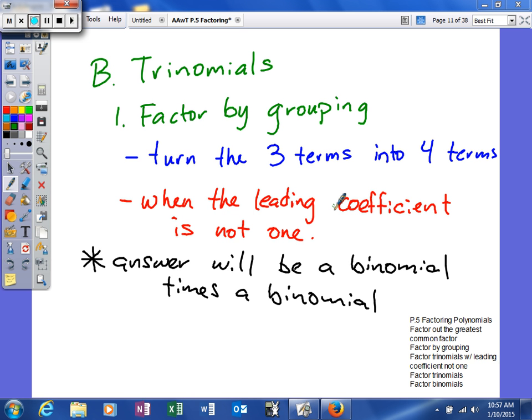To factor by grouping, we're going to take a three-term polynomial and make it a four-term polynomial. Because we just looked at how to factor a four-term polynomial, so that should be good. It wouldn't be anything different than what we were doing last time. We just need to learn how to turn that three-term polynomial into a four-term polynomial. And we often do this when our leading coefficient's not 1. If it's 1, we'll look at a different method in a second. And your answer, just like we talked about last time, will be a binomial times a binomial.